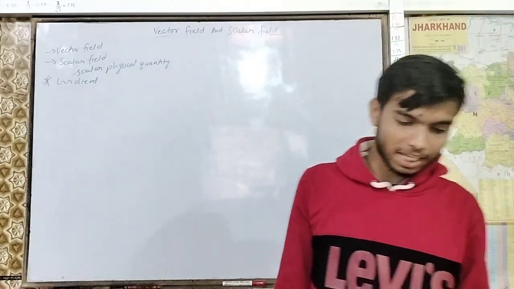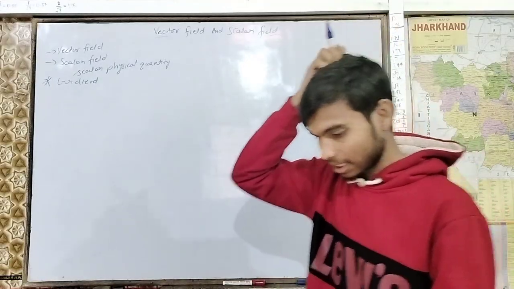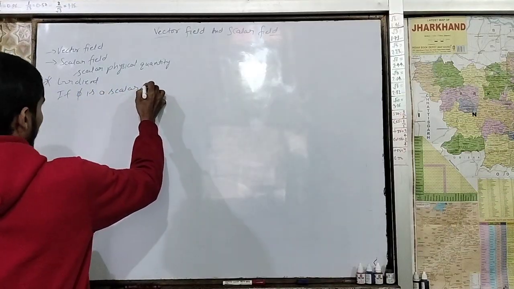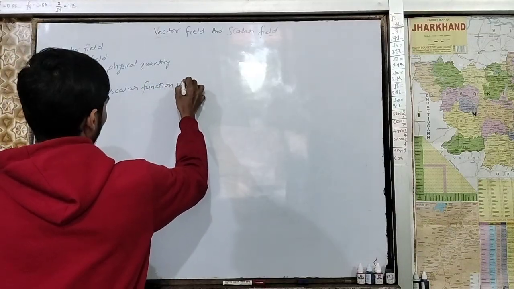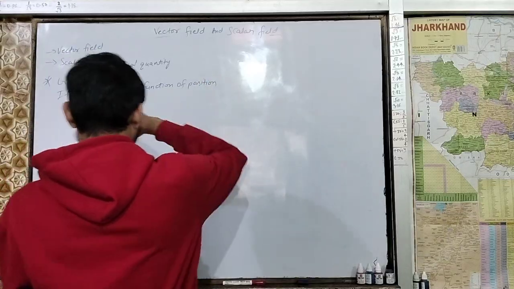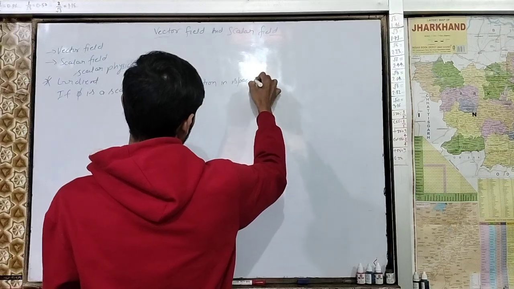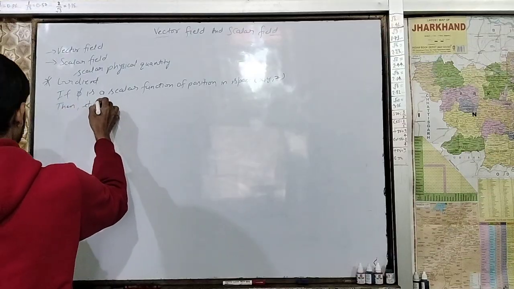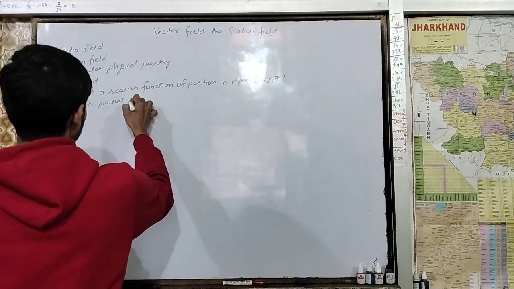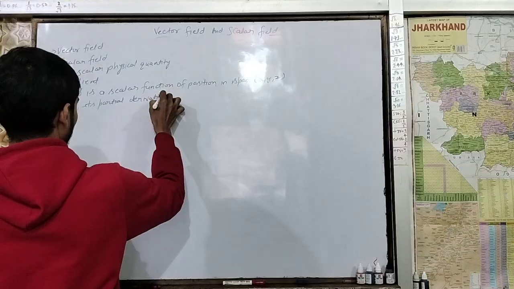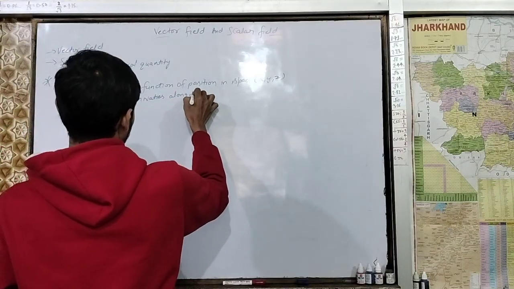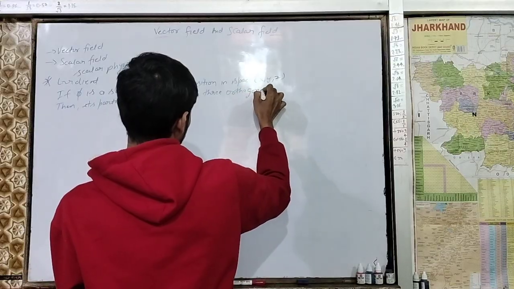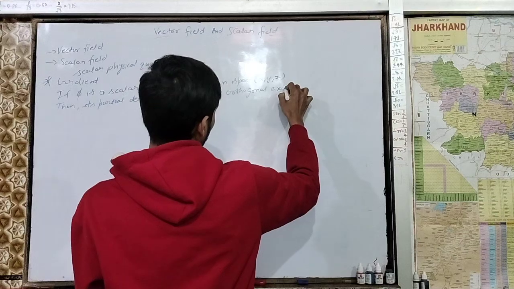Gradient. If phi is a scalar function of a position in a space x, y, z, then its partial derivatives along the three orthogonal axes are.